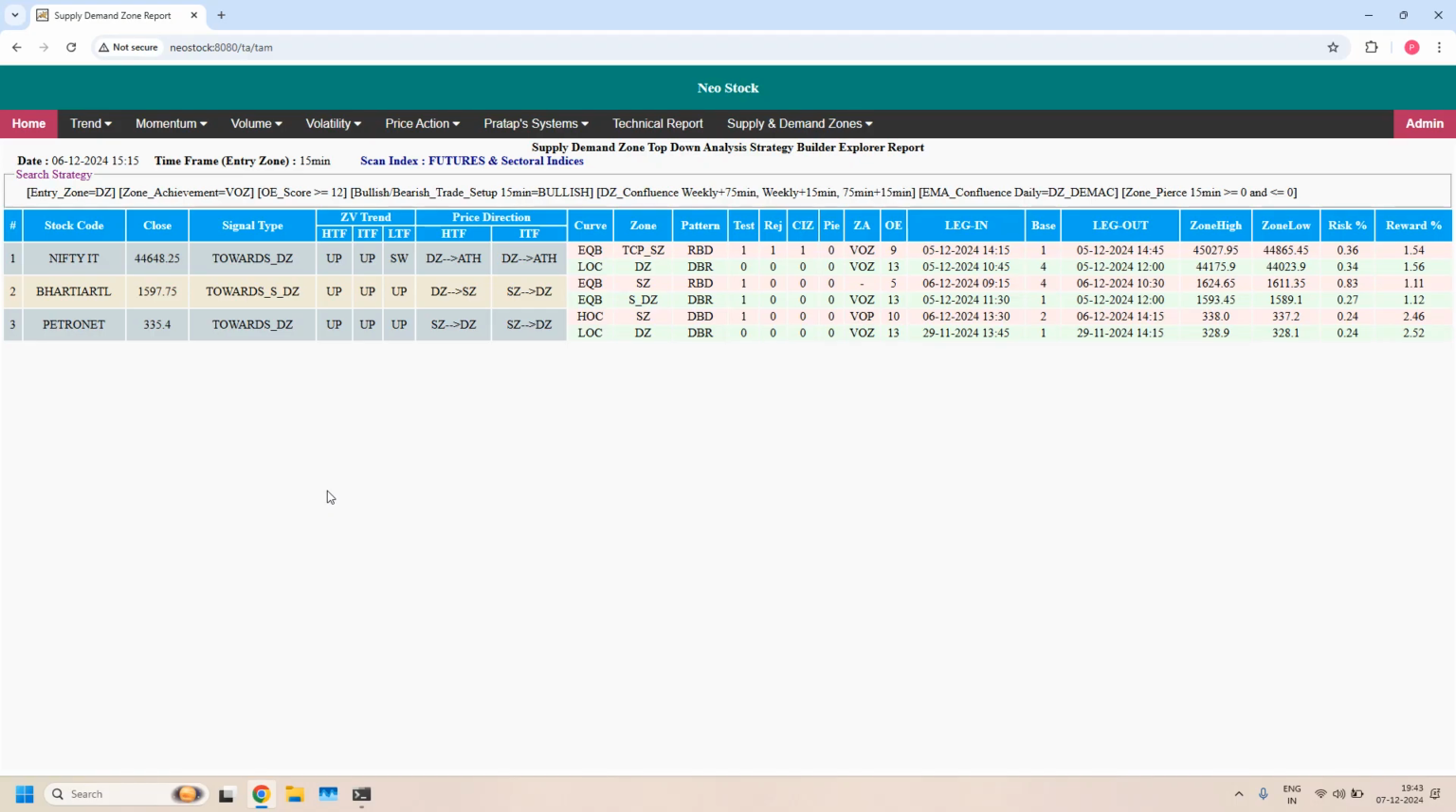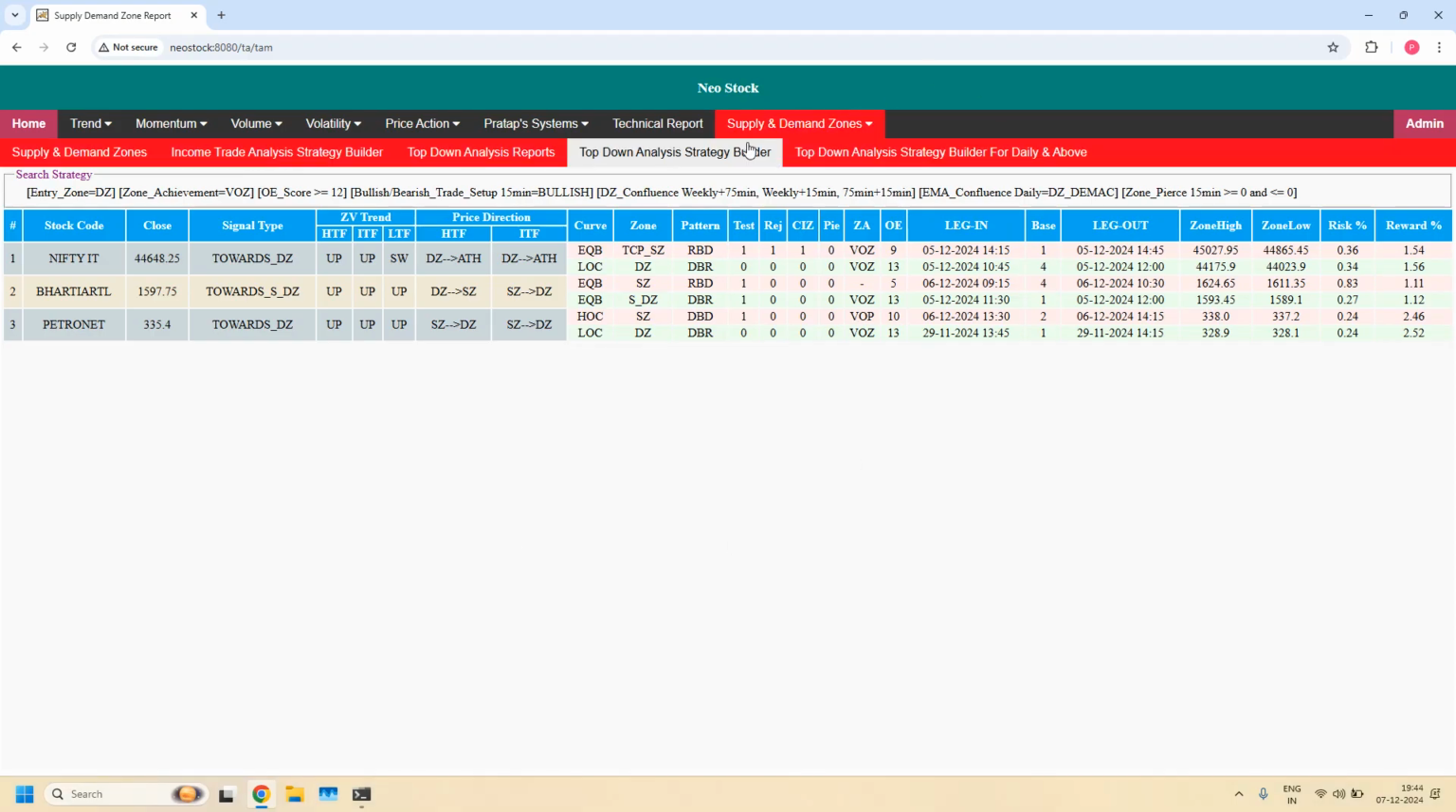Okay, this is about the bullish trade setup for daily income trade. Entry zones are 15 minute demand zones. Okay, next let us look for the bearish trade setup for daily income trade.